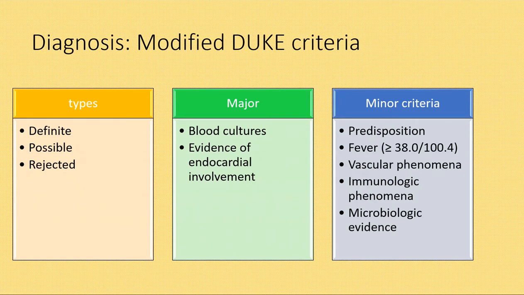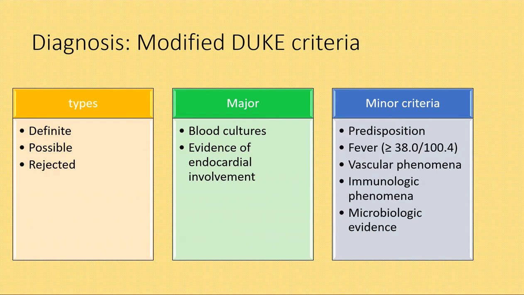So we're going to have definite when we have two major criteria. It doesn't matter if the patient doesn't have fever or doesn't present with clinical symptoms. When we have positive blood cultures or evidence of endocardial involvement, we can diagnose infective endocarditis and we should treat it. Also, when the patient only has one major criterion, for example, the patient doesn't have positive blood cultures because they could be negative because of the HACEK group, but has evidence of endocardial involvement plus three minor criteria.